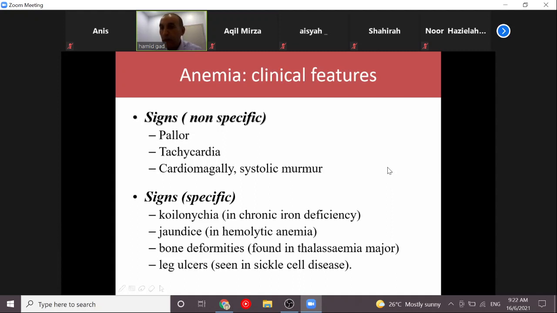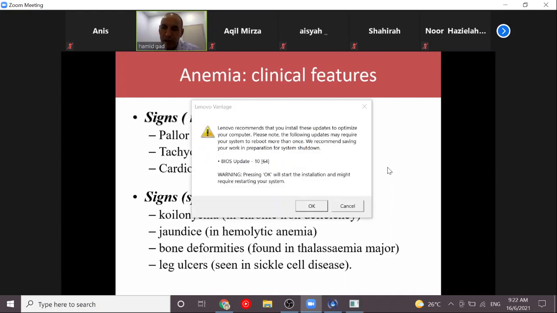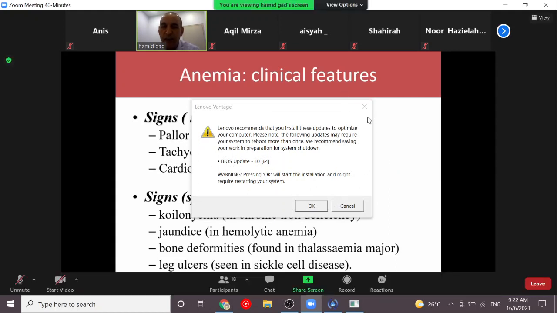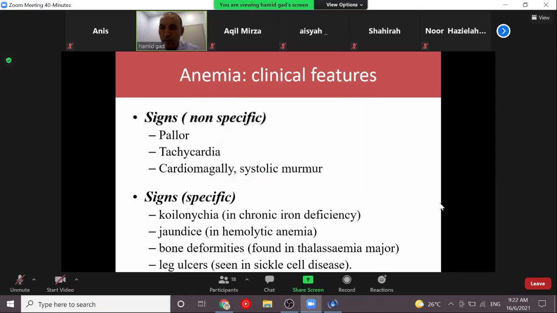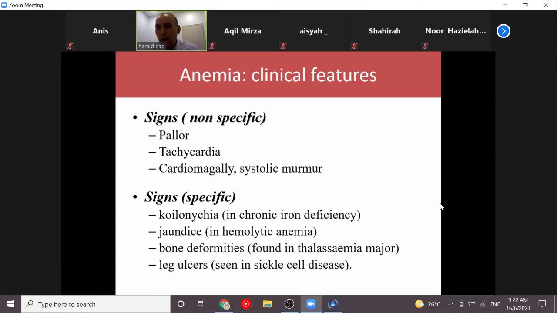The patient might have bone deformities, especially in thalassemia major. This is because thalassemia major is a genetic disease causing very, very severe anemia. The hemoglobin is very low. It can reach 4 or 5 grams per deciliter. So why do you think there is bone deformity when there is severe anemia?